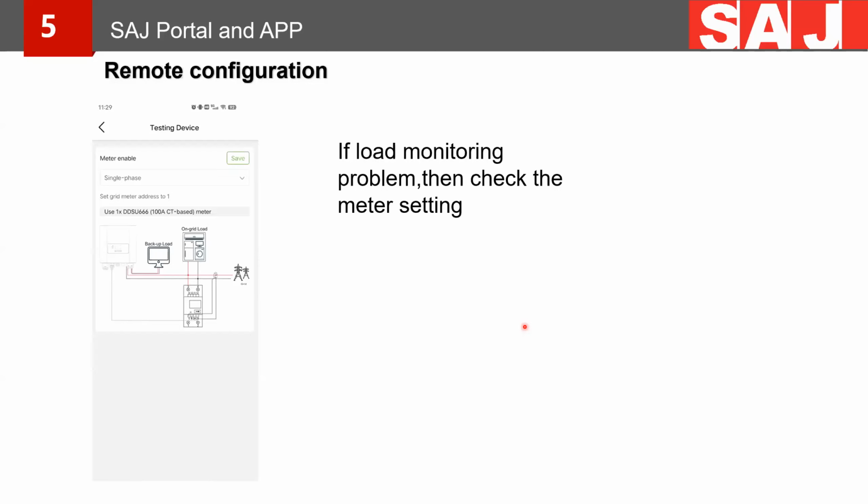For example, we have two inverters. One is the on-grid inverter and one is our storage inverter. We need to use 2 meters and set 2 meters mode. If we set only 1 meter, the data will be wrong.